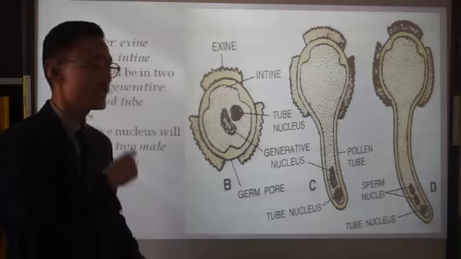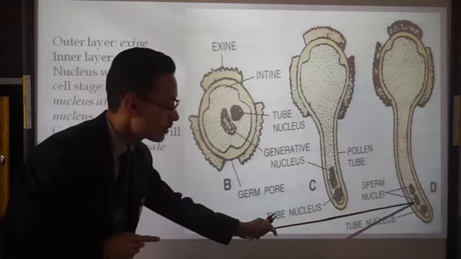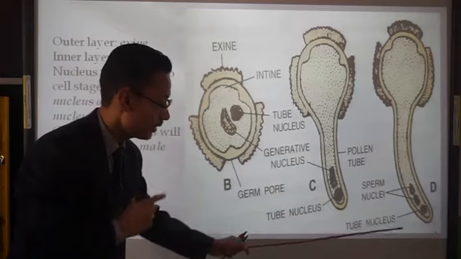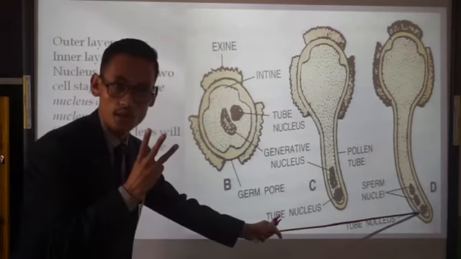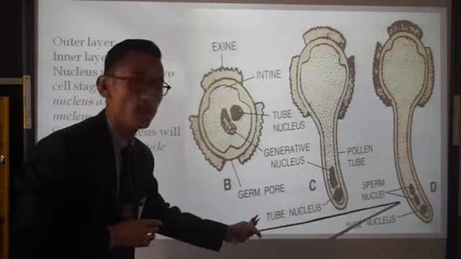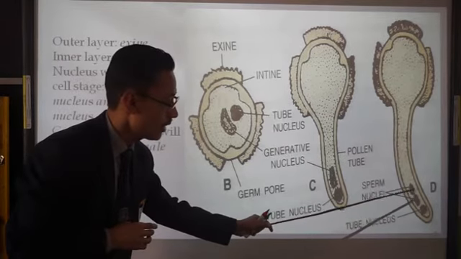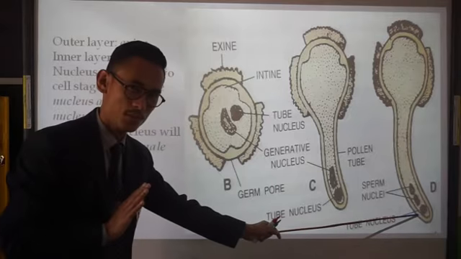Why do we call it three cell stages? Because there are two sperm nuclei and one tube nucleus. So 2 plus 1 will be 3. Clear? So this one is in three cell stage where we will find two sperm nuclei or two male gametes and one tube nucleus. Clear this one?